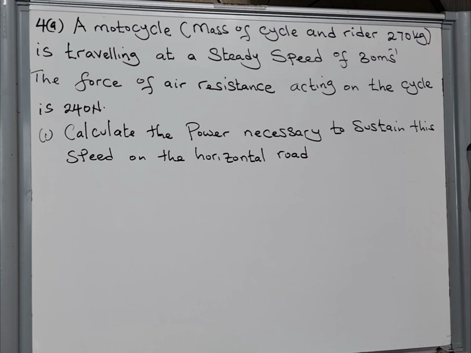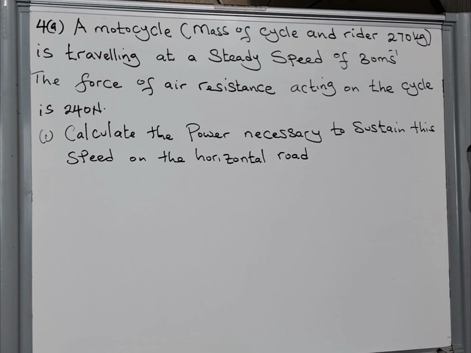Okay, this one says that a motorcycle, mass of cycle and rider is 270 kilograms. It's traveling at a steady speed of 30 meters per second. The force of air resistance acting on the cycle is 240 newtons. Calculate the power necessary to sustain this speed on the horizontal road. How do you go about this?